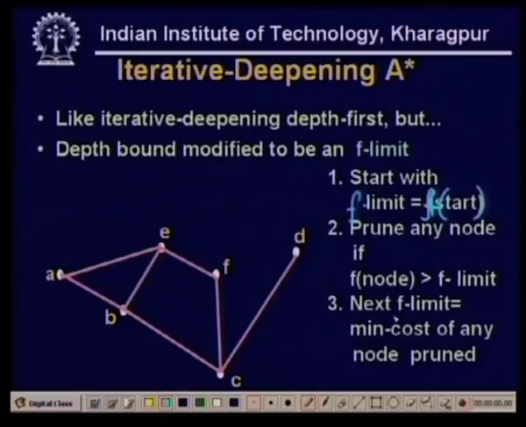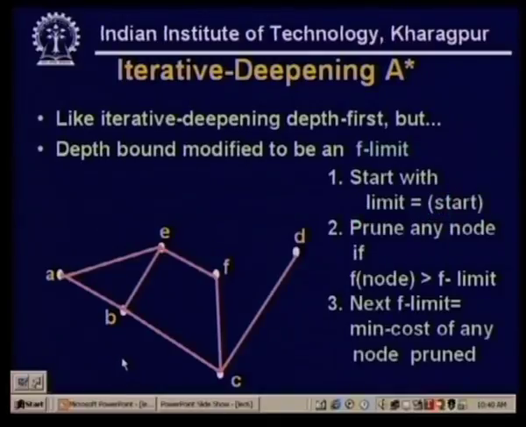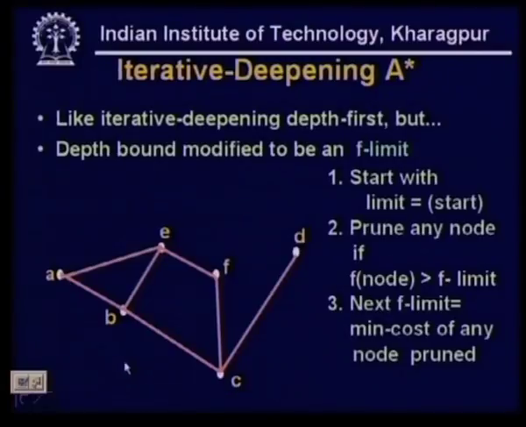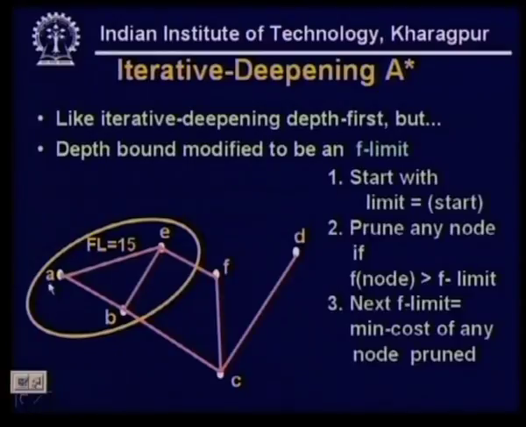Now, let us try to illustrate iterative deepening A star on the following graph. We have 6 nodes A, B, C, D, E, F. Initially, we fix an f limit equal to the f value of the start node. Suppose the start node is A, and suppose the f value of the start node is 15. So, using the f limit as 15, we do a depth first search in which A, B and E are expanded.